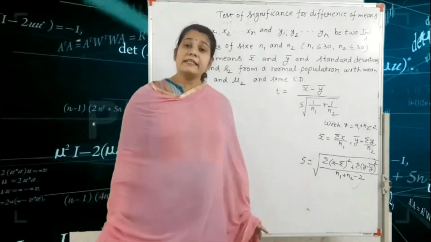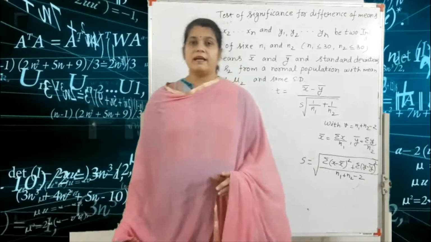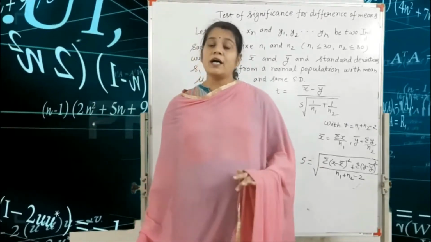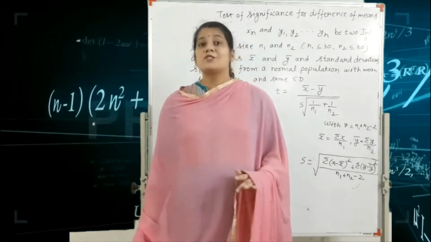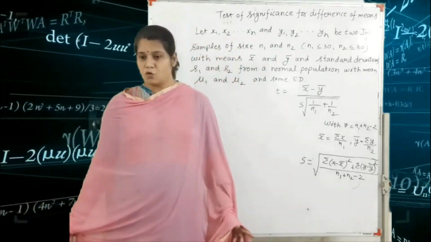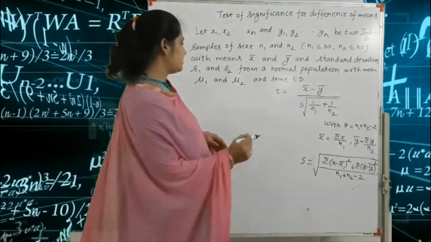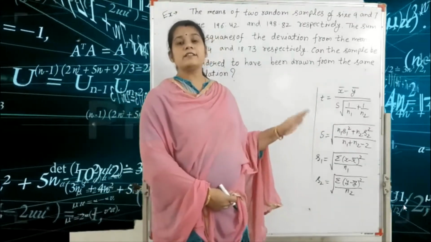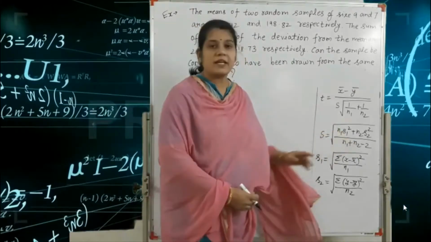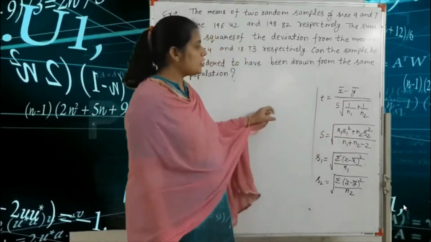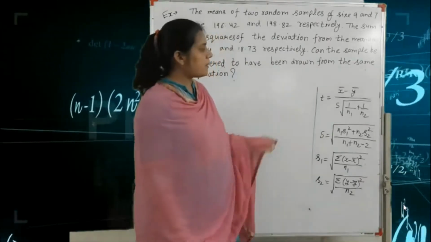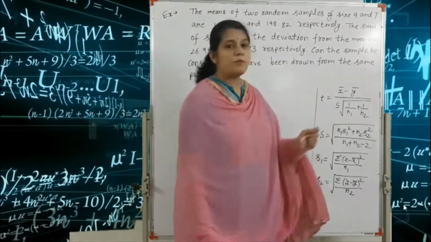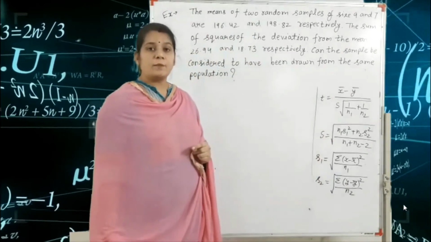But in case we are given the two means and the two standard deviations according to your sample, what is the formula of T? If the standard deviations S1 and S2 are given in your question, the formula of T is x bar minus y bar divided by s root of 1 upon n1 plus 1 upon n2.